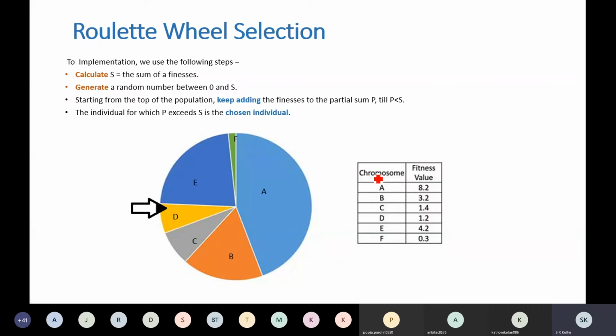For example, we have seen that we have 6 solutions A, B, C, D, E and F with corresponding fitness values 8.1, 3.2 and so on. Here we can see that A's fitness value is highest, so it has more area on this roulette wheel. And F has the smallest fitness value, that is 0.3, so therefore smallest area with solution F.